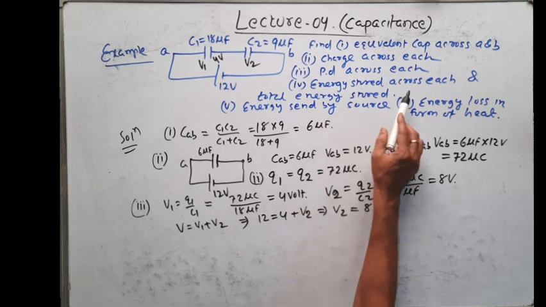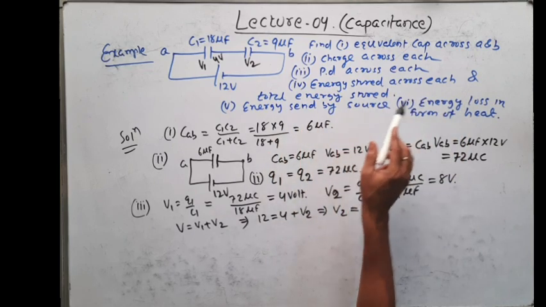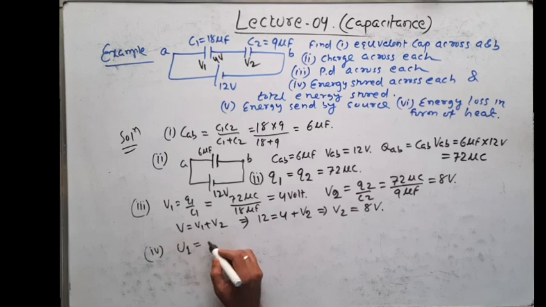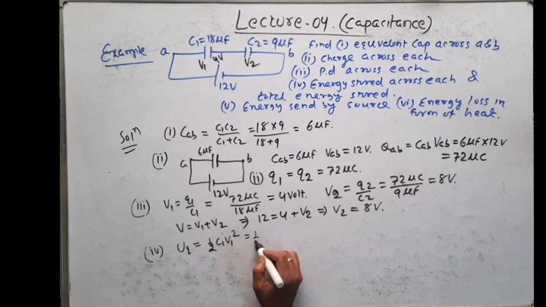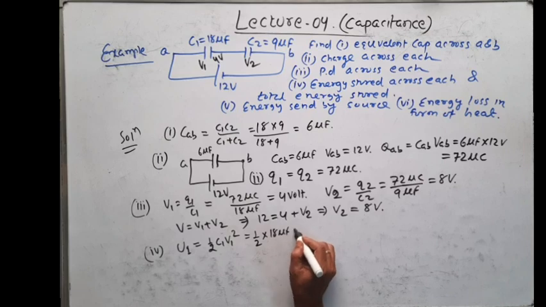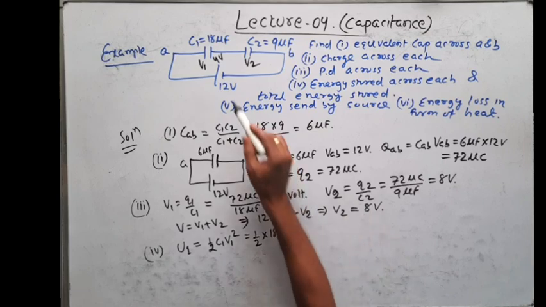Next, the energy stored across each capacitor and the total energy stored. Now we will see what is the energy stored in the first capacitor. What is the formula? Half into C1 V1 square. So half into C1, where C1 is 18 microfarad, into V1 square, where V1 is 4 volt.